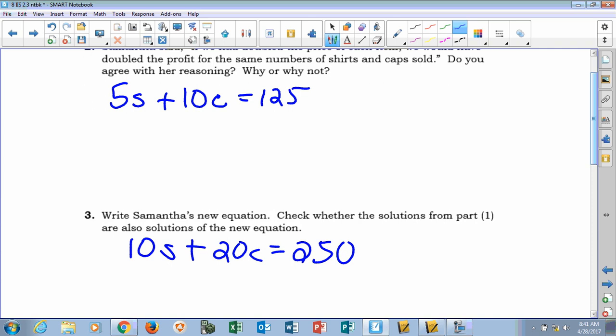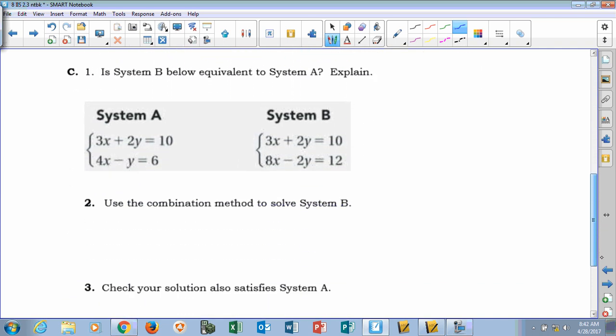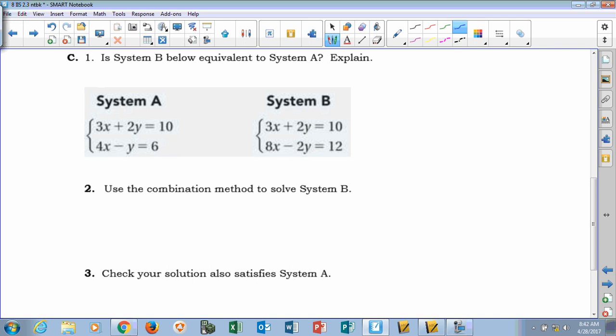All right, getting near the end here. All right, so look at it, it says, is system B equivalent to system A? Explain. So let's look at these two equations. Are they equivalent? Yeah, they're actually the same, aren't they? So same equations can also be equivalent. Right? These are the same. What about these two? Are they equivalent?